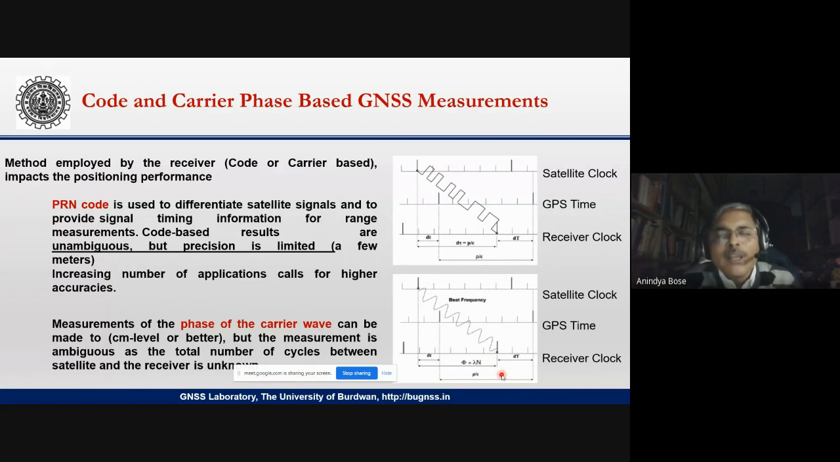the L1 signal. So multiply the wavelength by the number of full cycles that have taken place from here to here, and add the part of the last carrier cycle, that means whether it has reached here or here or here. That much distance we will add. So we will measure the distance much more accurately. Let me give one example.